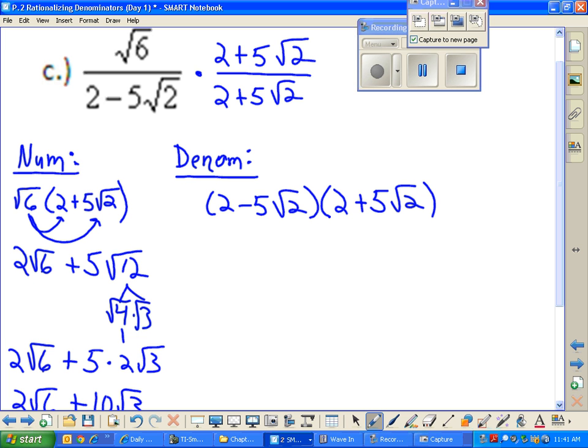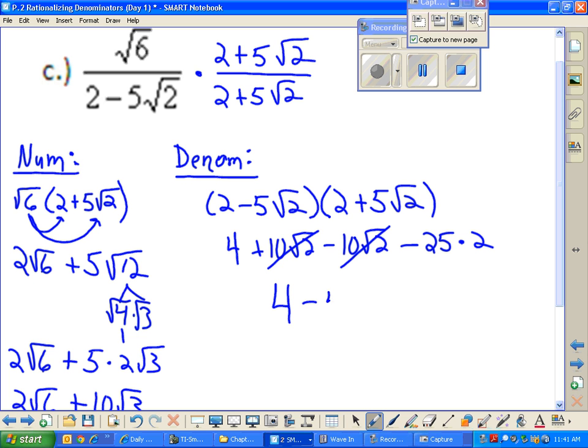So my first, 2 times 2, that's 4. My outers, 2 times 5 root 2, 2. Inners is negative 10 root 2. And my last, 5 times 5 is 25. Square root of 2 times the square root of 2 is 2. So what I'm looking at now is my outers and inners do cancel, and then I have 4 minus 50 to simplify. 4 minus 50 is negative 46.